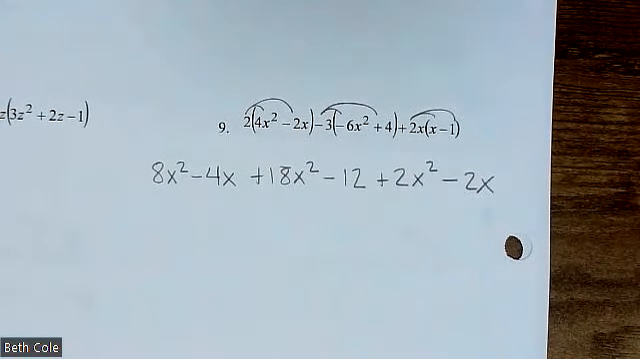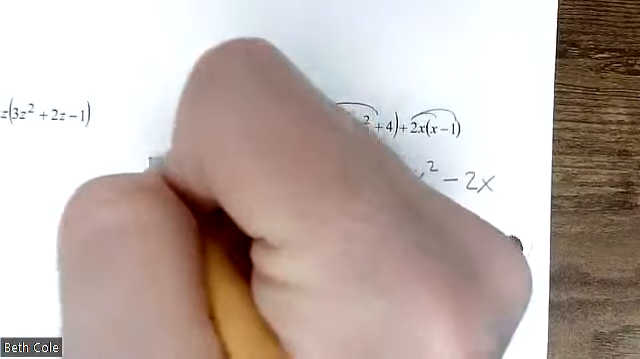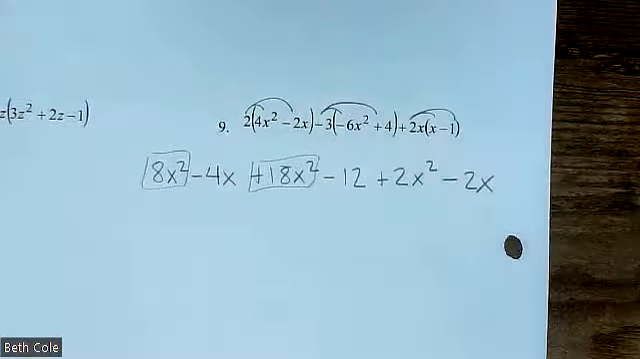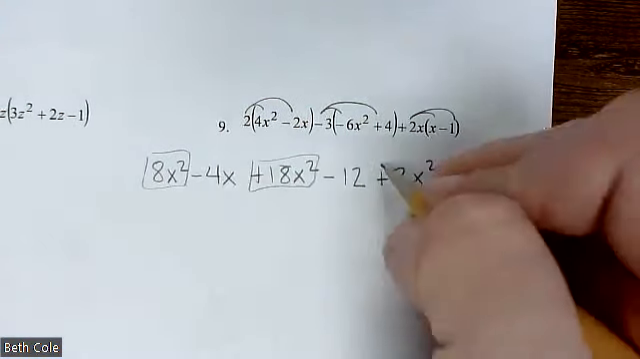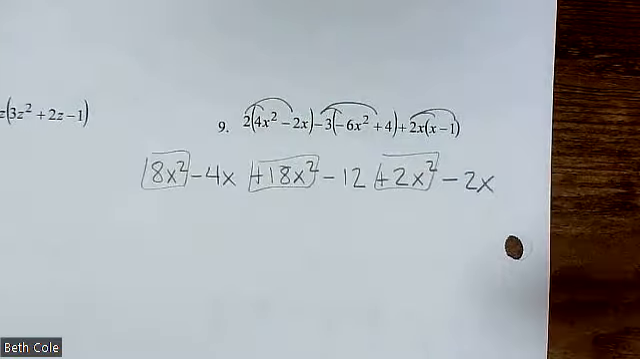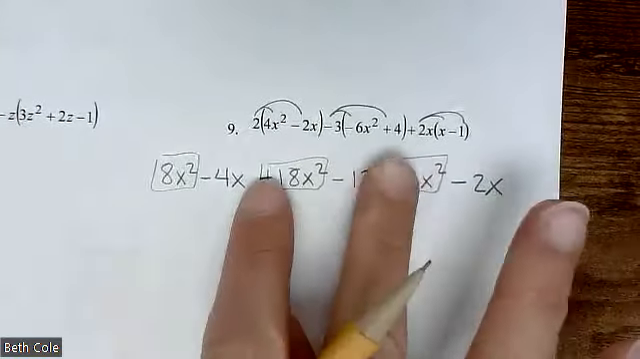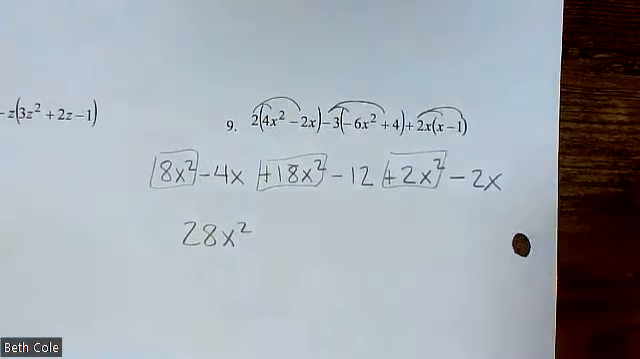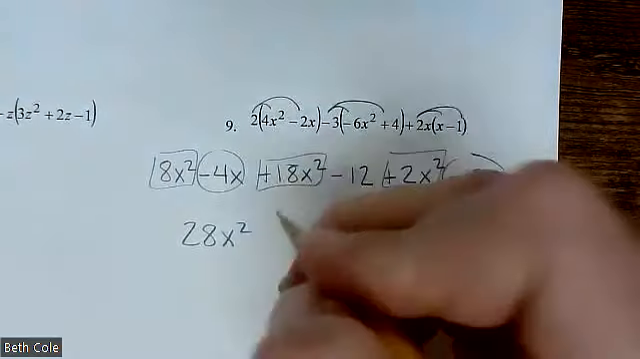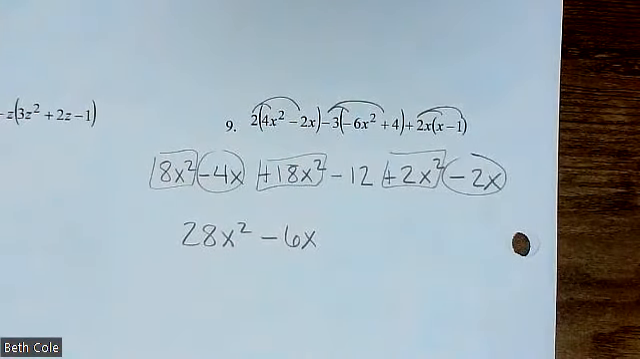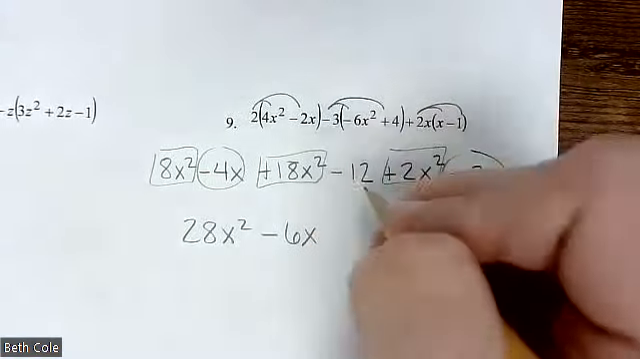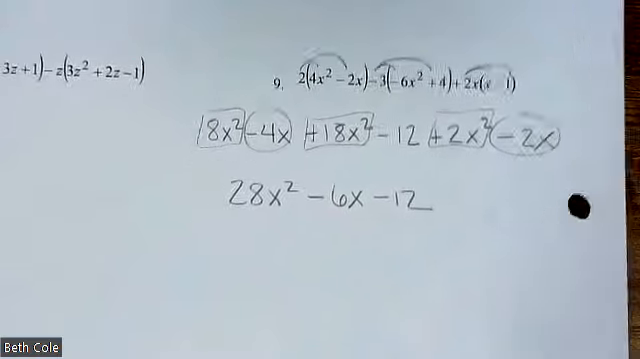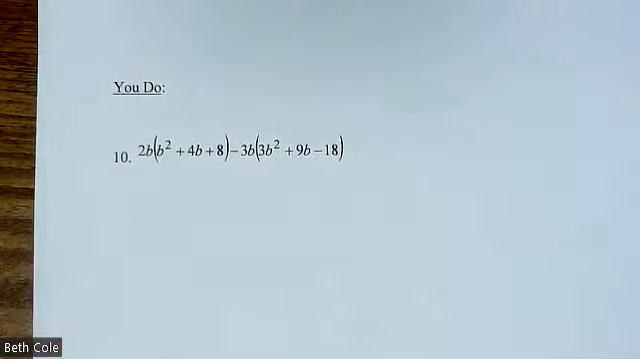So you get this big long string of information and then you put the like terms together. What goes with the 8x squared? All right, 18x squared and 2x squared. Okay, focus right here. So adding that together, well, 18 and 2 is 20. So 28x squared, good. And then -4x and -2x. -6x, and then the -12 doesn't go with anything, so just -12. So here's what's going to happen. I'm going to hit pause, and I want you to try that one.